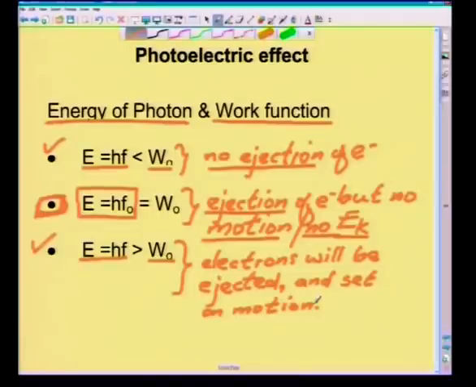Okay? Now, these are the 3 very important conditions that you should know, that you should understand. Now remember, when the energy coming in a photon of light is greater than the work function, you've got electrons ejected and moving away from the surface as well, gaining enough kinetic energy to move off the surface.